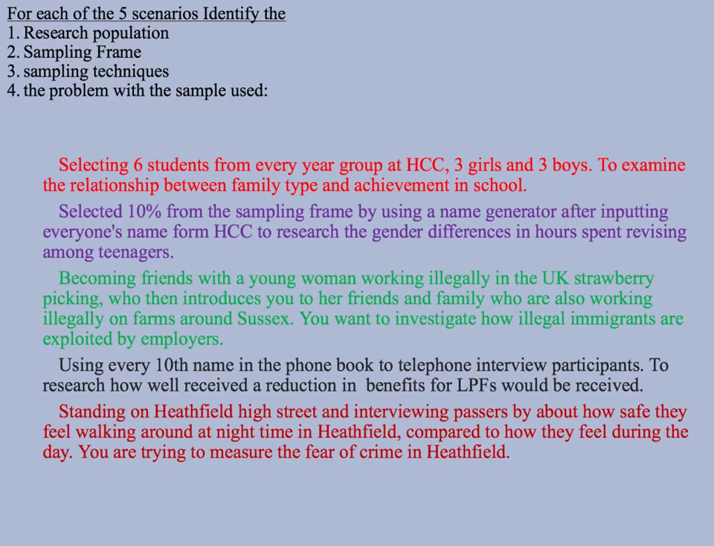On your worksheet, I've given you each of these 5 scenarios. What I'd like you to do, you can do it on the worksheet, I'd like you to identify what's the research population for each of these scenarios, what's the sampling frame, okay, so what's the group of people they're interested in studying, what sampling technique has each scenario actually used, and can you identify the problem with the sample being picked? Is there any weakness in it? And we'll go through this tomorrow, we'll go through that in class.